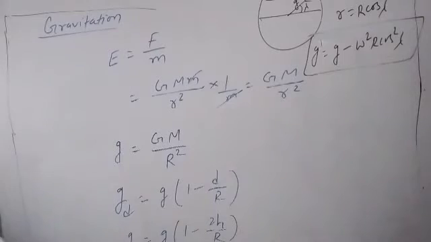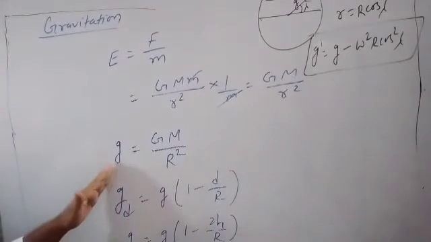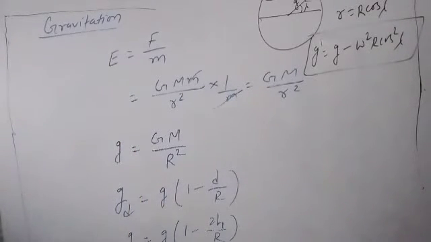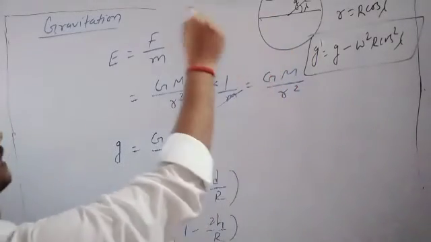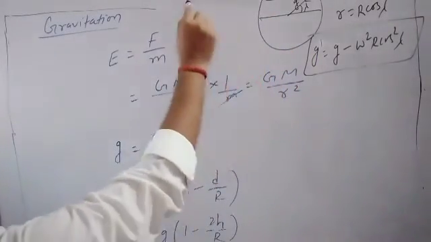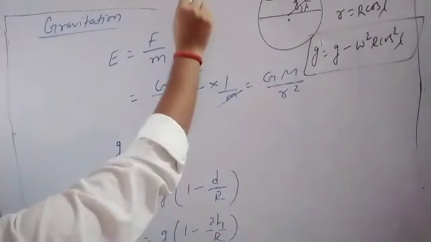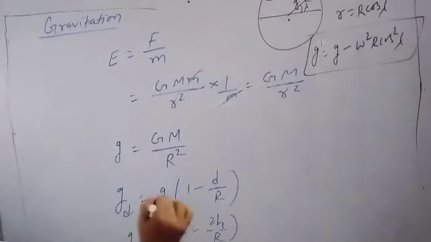Now we will see gravitational field and variation of acceleration due to gravity, right? Gravitational field is defined as the force experienced by a unit mass placed in a gravitational field. So the field at a point is defined as the force experienced by a unit mass placed at that point. Suppose at a distance of r from the center of the earth you have to find the field. Then you have to place here a unit mass, 1 kg mass, and write the formula for force.